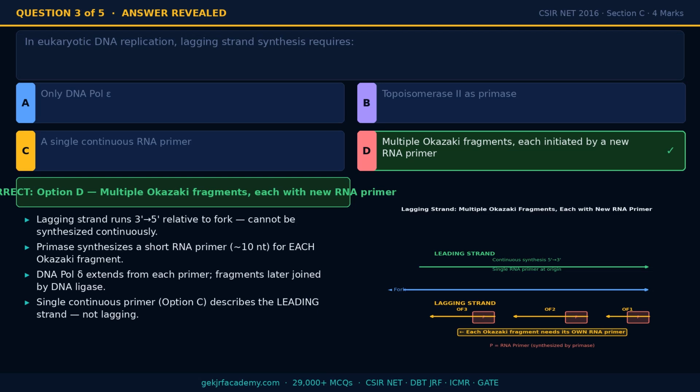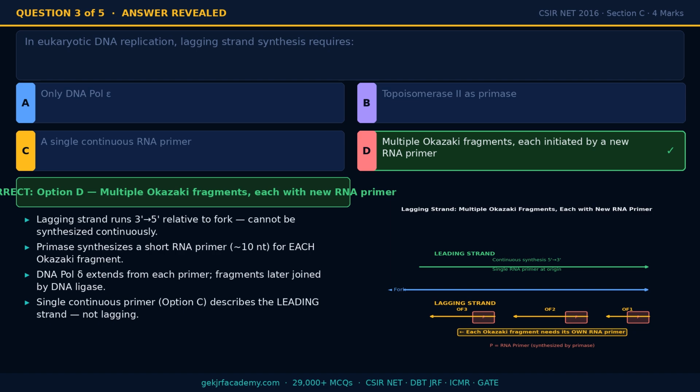The correct answer is option D. Multiple Okazaki fragments, each initiated by a new RNA primer. The anti-parallel nature of DNA creates the fundamental problem of lagging strand synthesis. DNA polymerases can only synthesize in the 5' to 3' direction. The leading strand template runs 3' to 5' toward the fork, so DNA polymerase can follow the fork and synthesize continuously. This produces the leading strand in one long uninterrupted chain from a single primer at the origin.